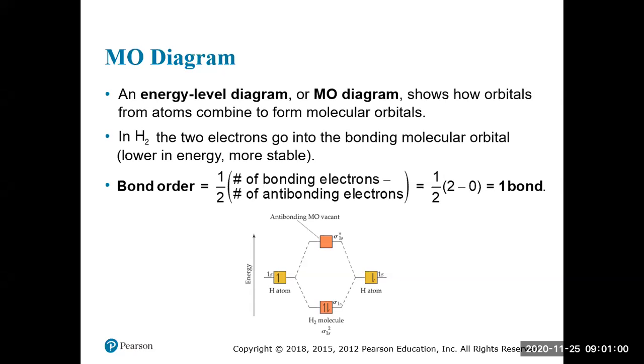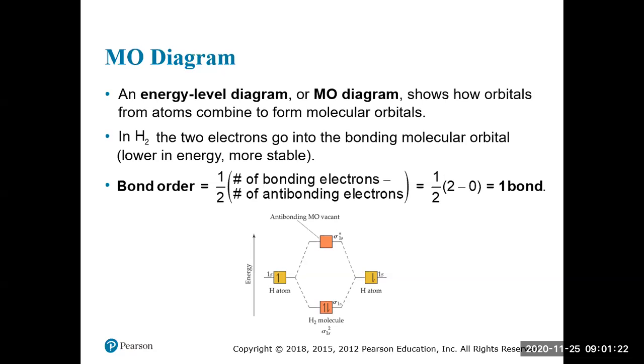So what this suggests to us, since we have filled the bonding molecular orbital, is that this must be a stable molecule, H2. We know that it is, but this is the molecular orbital theory which demonstrates this.